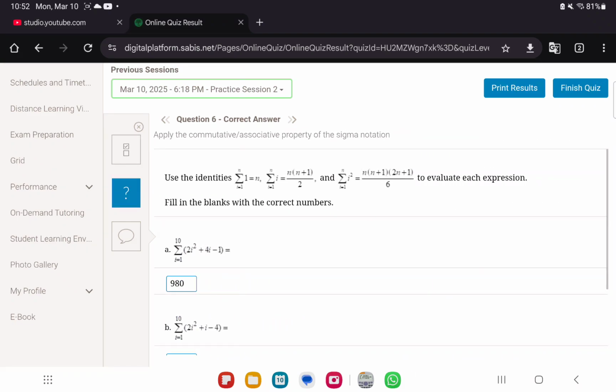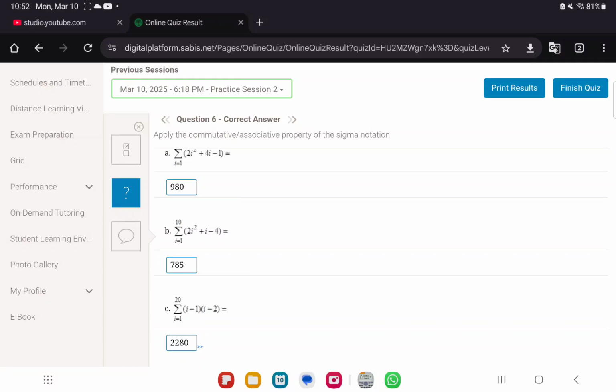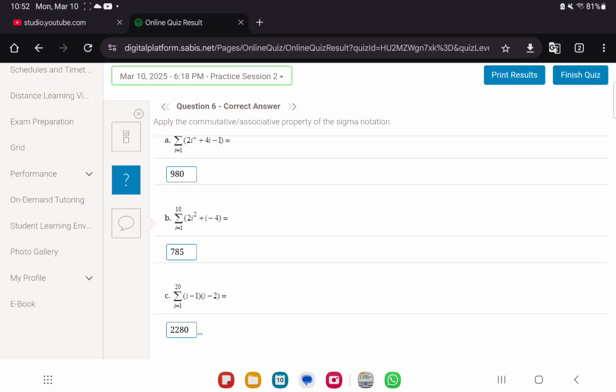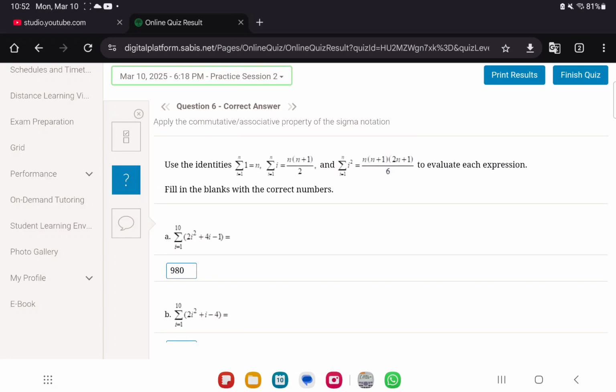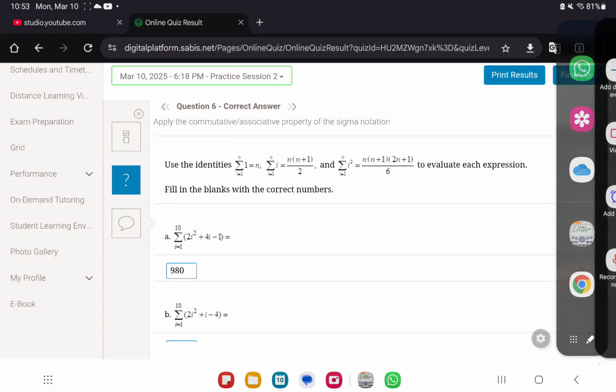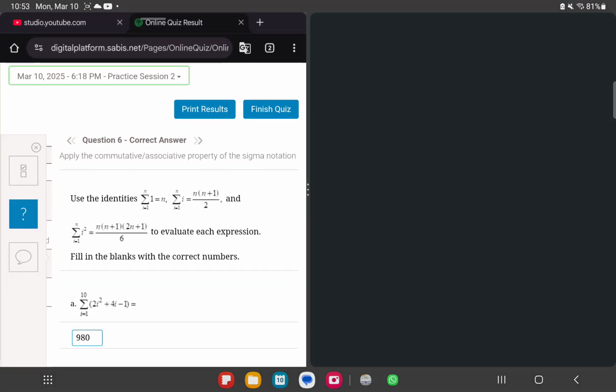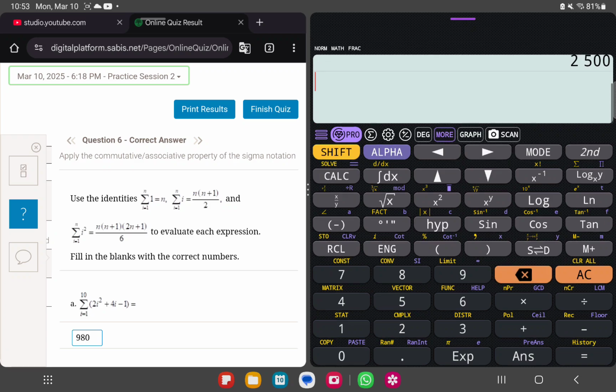Question 6. For question 6, you can do A and B on your calculator. I'm not going to waste time on them because I already explained. Actually, let me explain one of them because I didn't explain how to do the power of 2. It's very simple, but I'll show you for one of them only. And then I'm going to go to part C, which is confusing because you can't use your calculator for it, because you're going to get 0.